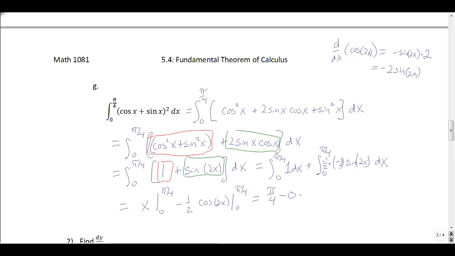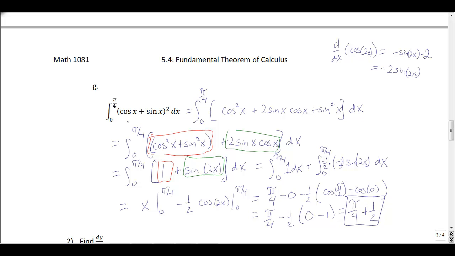And then the second one, I have minus 1/2 times plug in pi over 4. That'll give me cosine pi over 2 minus cosine of 0. So what I end up with is my pi over 4 minus 1/2. Cosine pi over 2 is 0. Cosine of 0 is 1. So I'll get a plus 1/2, and I get pi over 4 plus 1/2.